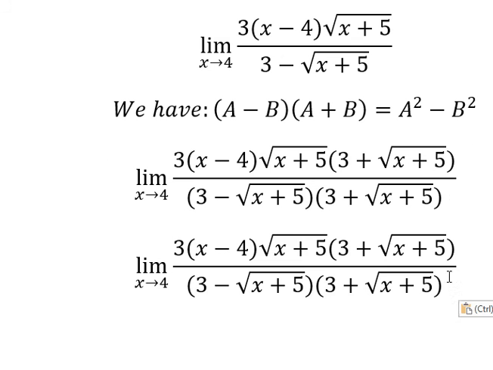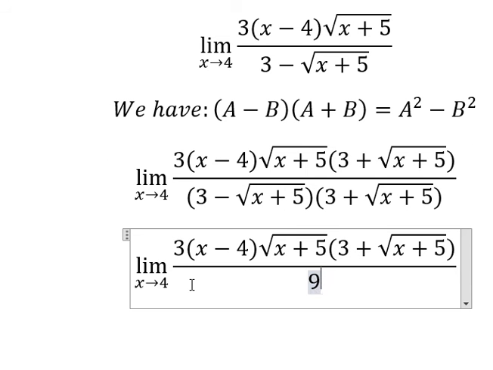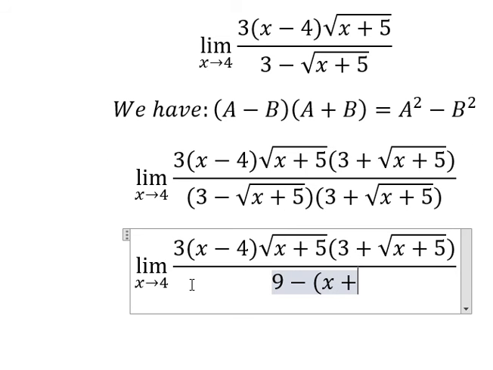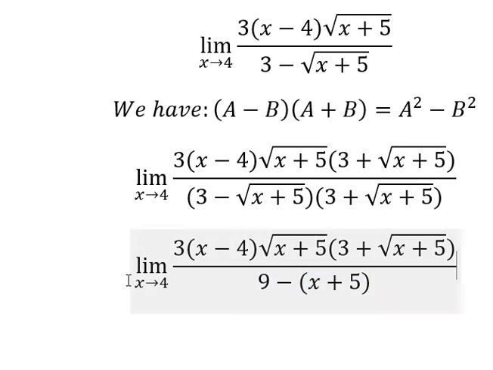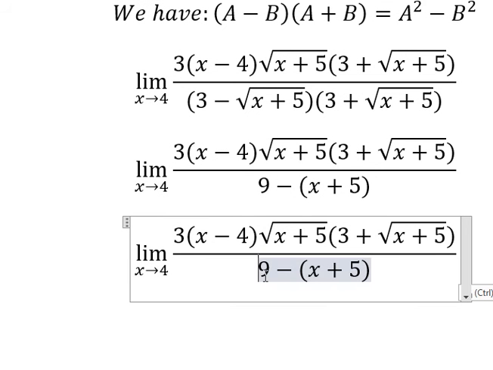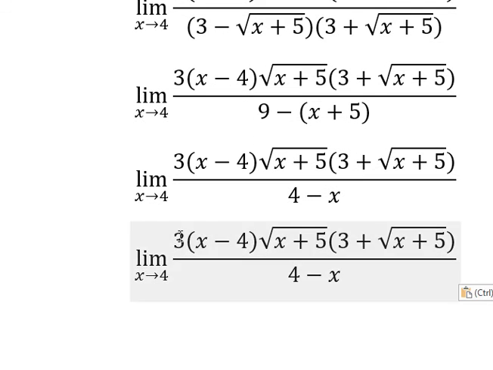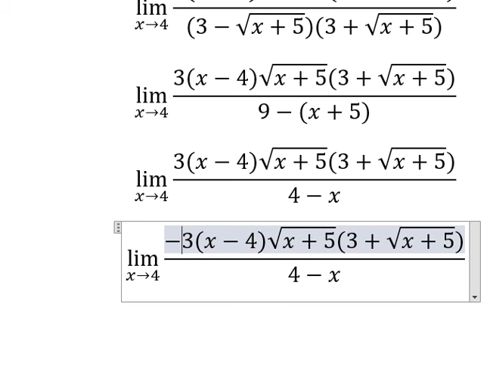Next, this one we have 9 minus x plus 5. 9 minus 5 we have number 4. Negative and x we have negative x. Next, I will put the negative on the numerator and denominator.